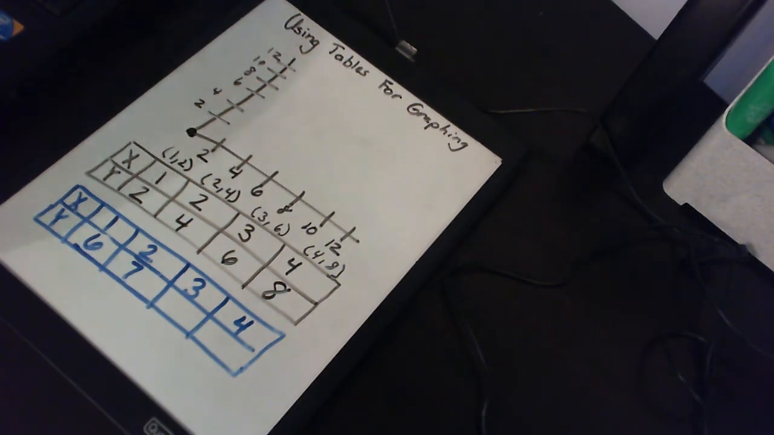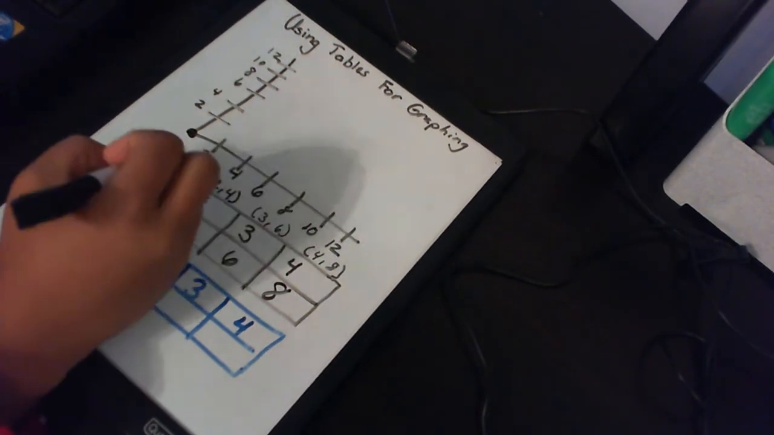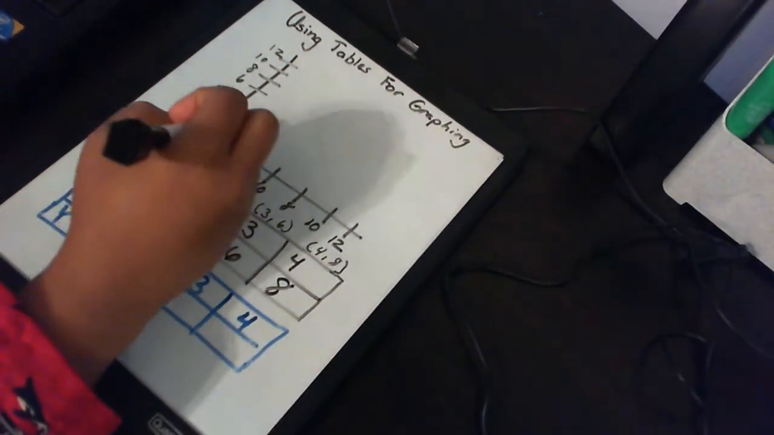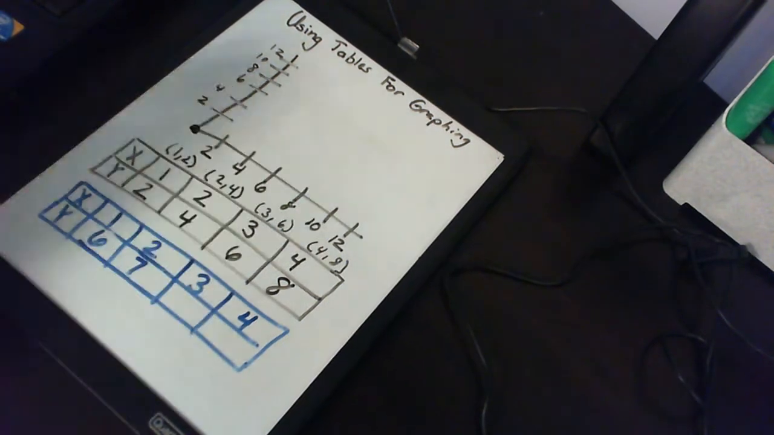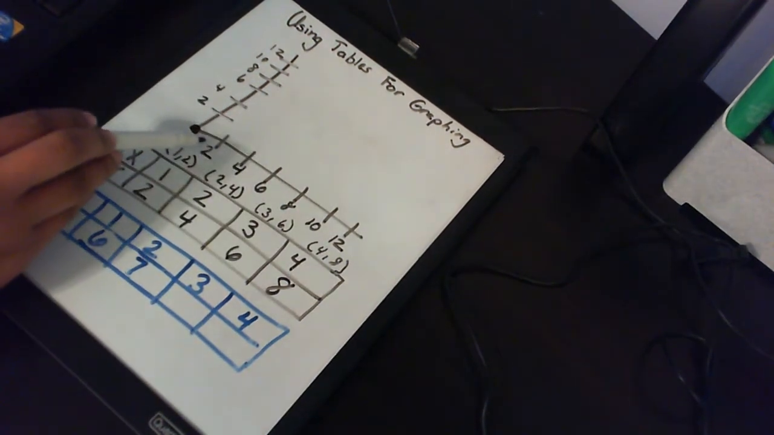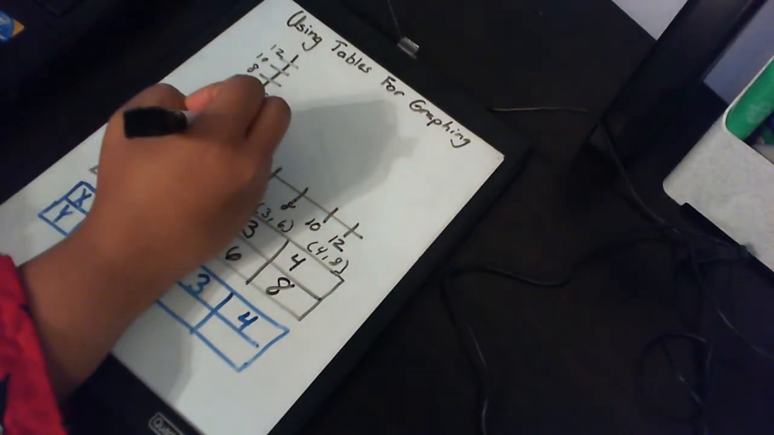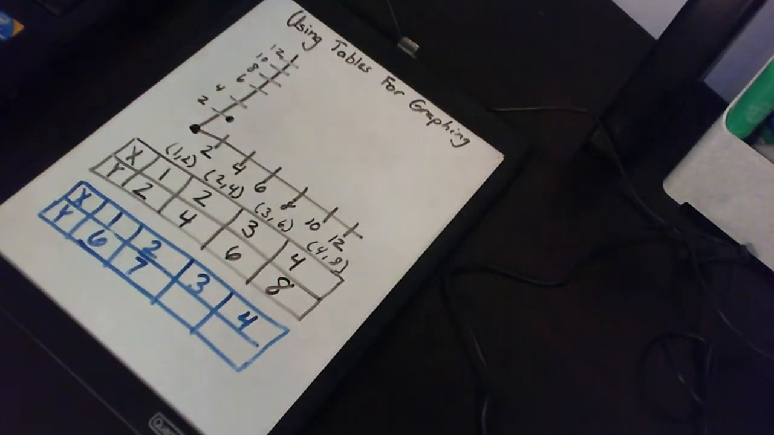Now if you notice, our grid only goes by twos. So when I get to my first box, 1, comma 2, I'm going to have to go in between 0 and 2, which is right here, halfway. That's where 1 would be. And then I would go up to 2, which is right here, and put my dot.